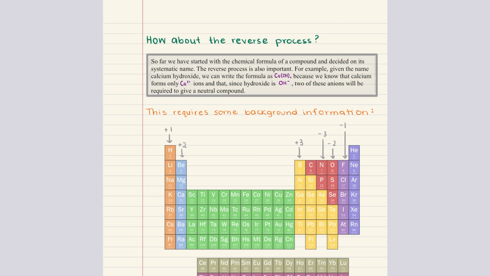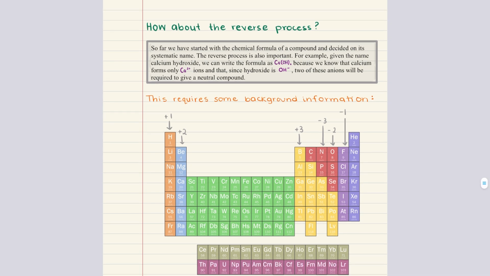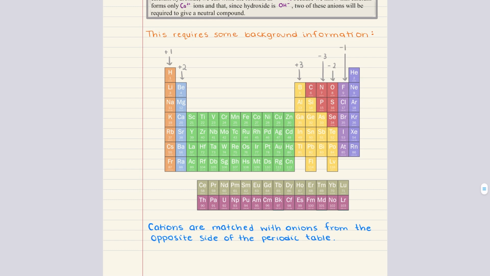To systematically determine the correct chemical formula for an ionic compound, we need some background knowledge about how different elements form ions. Looking at the periodic table, we see a couple of important patterns. Group 1 metals always form +1 cations. That means they typically lose 1 electron. Group 2 metals always form +2 cations, so that means they lose 2 electrons. Group 13 metals typically form +3 cations, which means they lose 3 electrons.